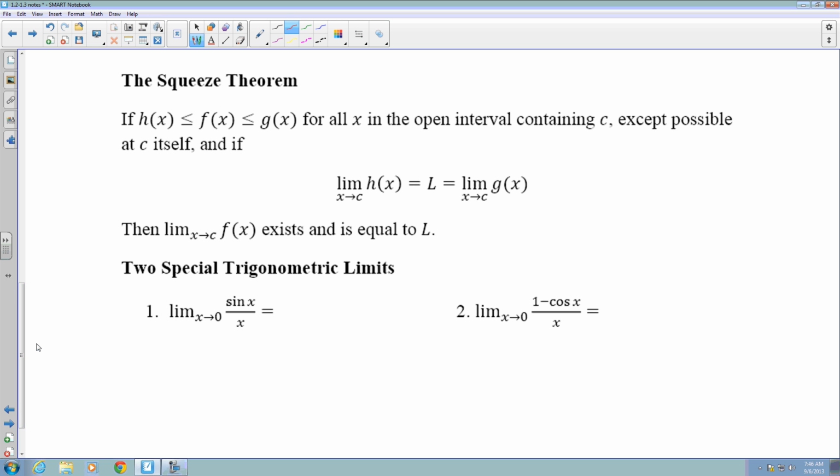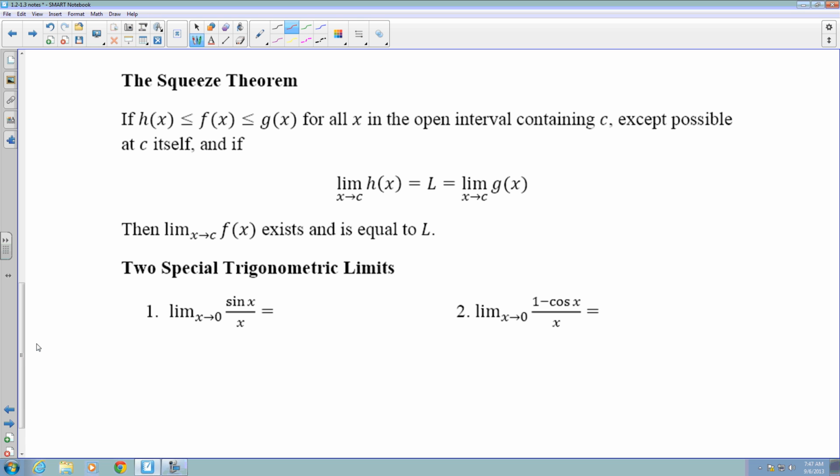Okay, the squeeze theorem. We have three different functions. h is the smallest, g is the biggest, and f is right in between. And c is in all of these domains. So if the limit as x approaches c of our smallest function h is L, and that's also the limit of our biggest function g, then the middle function is going to have the same limit.